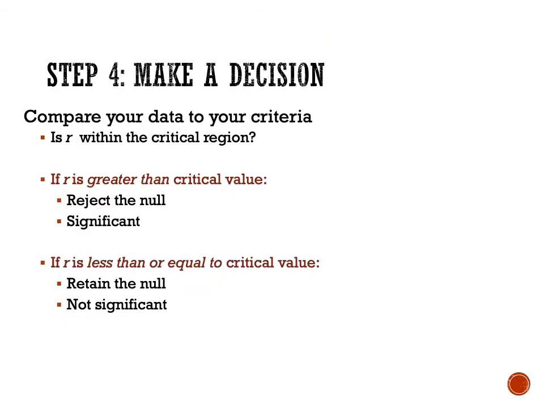That brings us to our last step, which is to make a decision. So to do that, we need to compare the R value that we got to our critical region. If R is greater than our critical value, then we can reject the null. We can say that our correlation is significant. If R is less than or equal to the critical value, we retain the null hypothesis and it's not significant, meaning there's no relationship between the two variables.